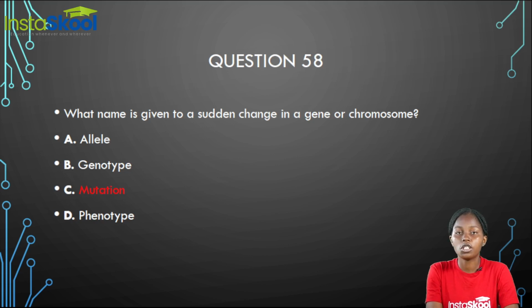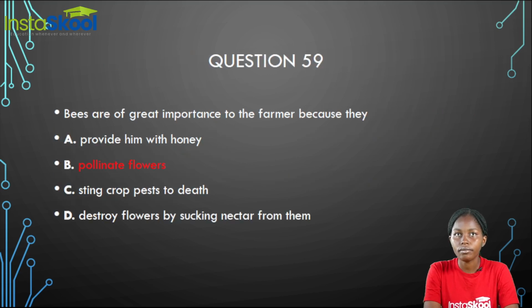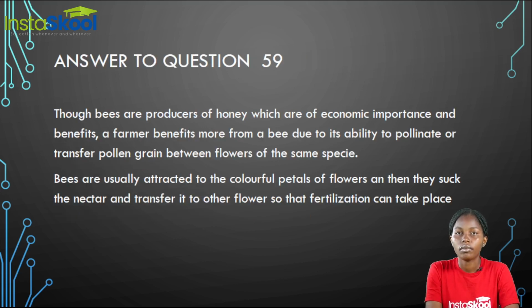Mutation is when there is a change in the gene or in the chromosome due to a mistake in the DNA synthesis or even environmental factors. We now move on to question 59. Bees are of great importance to the farmer because they dash. Well, we know that bees produce honey and they are of economic importance.